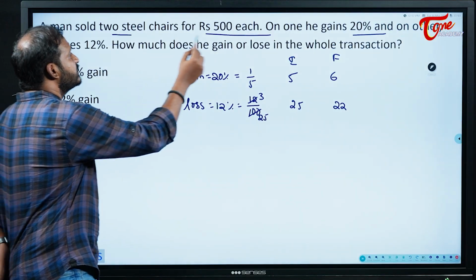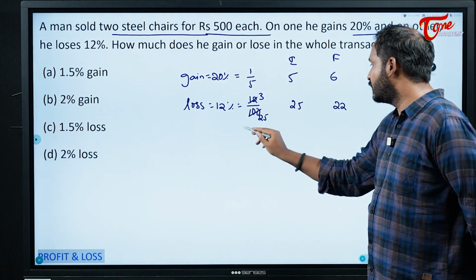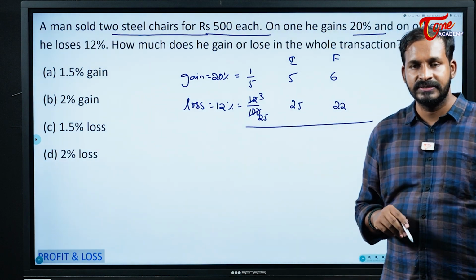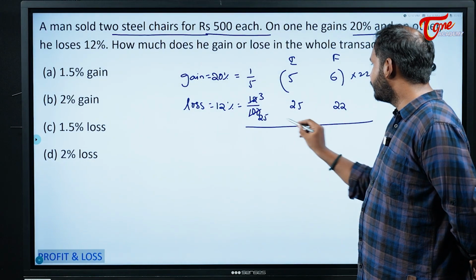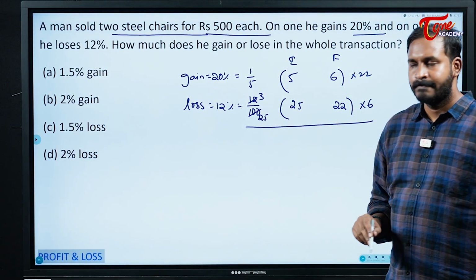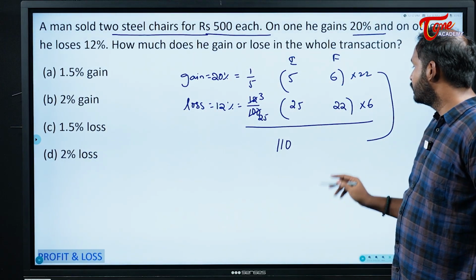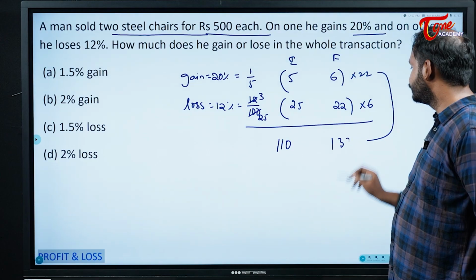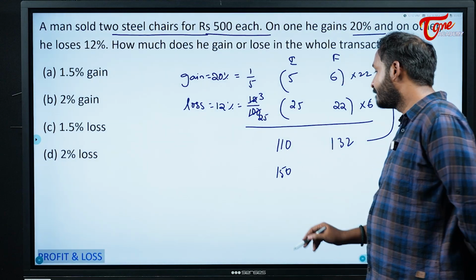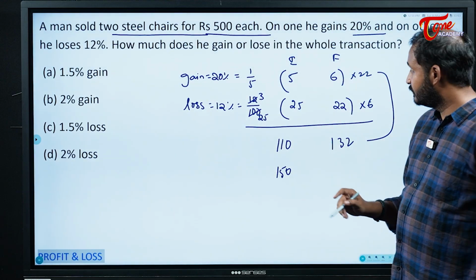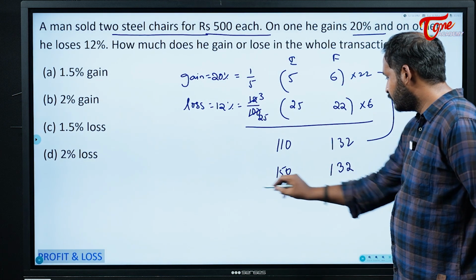But please observe here, he sold 2 steel chairs for 500 each, right? That means their sale price is equal. That means the final price should be equal. So how can I equal these two values, students? Simply multiply this one with 22, multiply this one with 6. So what happens to my first one? 5 22s are 110, 6 22s are 132. Next similarly 25 6s are what you will get? 150. Am I correct? 25 6s are 150. Next 22 6s are the same 132. Here sale prices are equal.